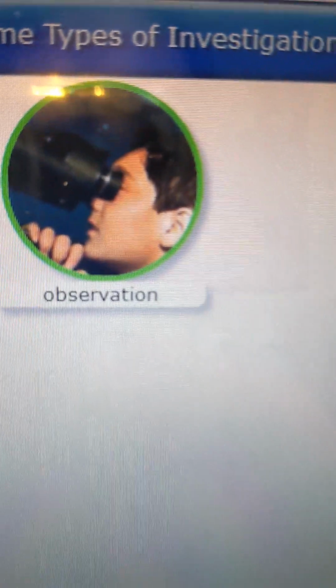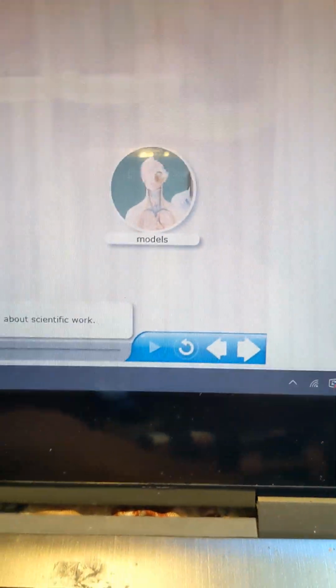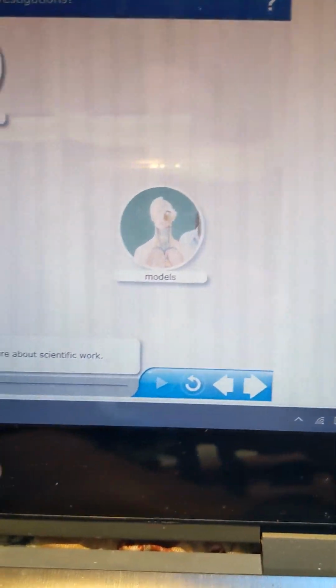Different types of investigations: experiments, observation, and models. You can build a model, like a scale model. Like, you're not going to be able to investigate a gigantic volcano that's 2,000 miles away. So you build a model of it instead.